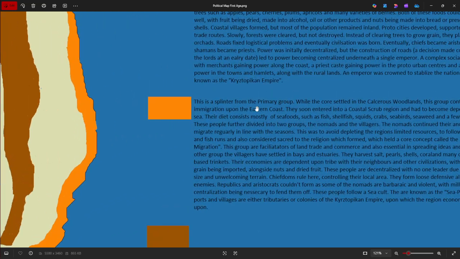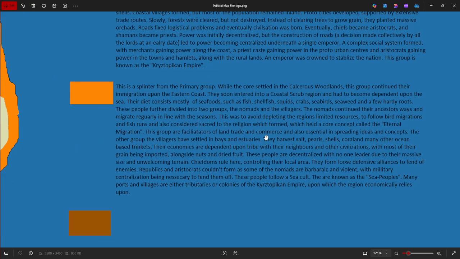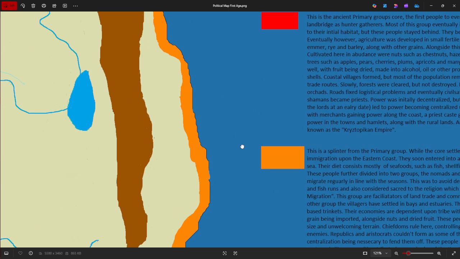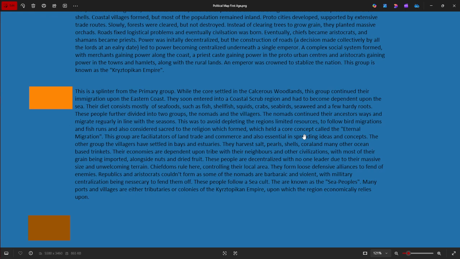Now we have another group, and these are the people who decided to continue their emigration. And they entered into that harsh coastal scrub region I mentioned earlier, and they had nothing to rely upon but the seas, so they ate fish, shellfish, squids, crabs, seabirds, seaweed, and a few hardy salt-tolerant roots. And some of these people decided to settle along bays and estuaries and form villages, but another group decided to continue their migration, which in their religion is called the eternal migration, and become nomads.